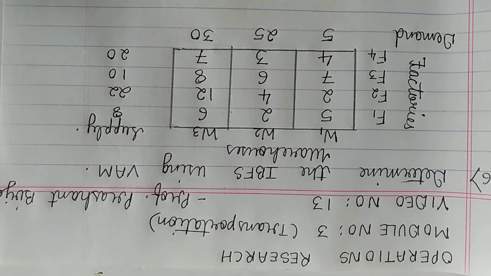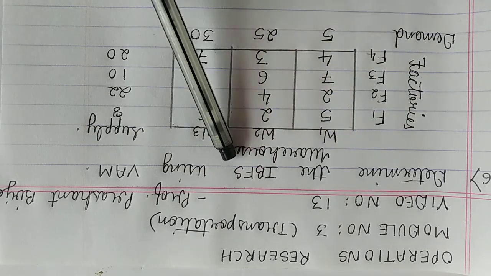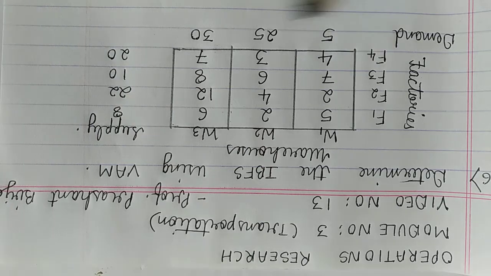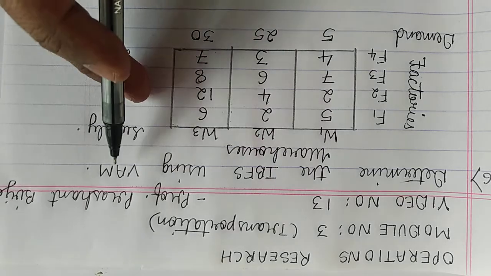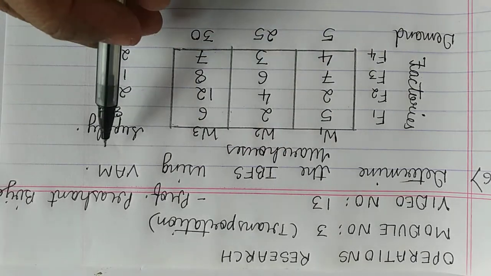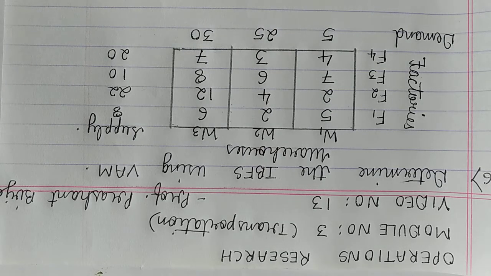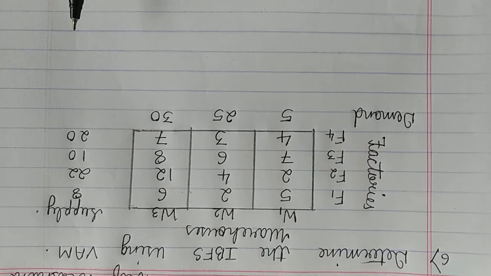So the question goes like this: determine the IBFS using Vogel's approximation method. We have a transportation matrix given to us, and we have to determine the IBFS of this using VAM. So we'll just start proceeding. As in the previous problem, we have to first find out whether the problem is balanced or not. So let us see whether it is balanced or not.